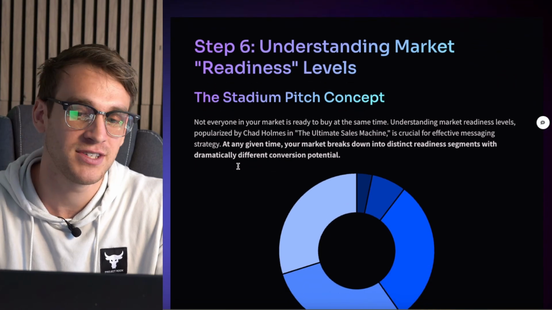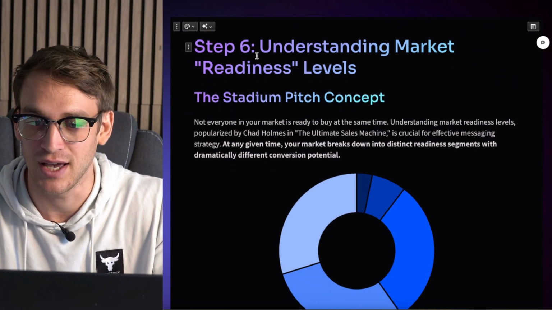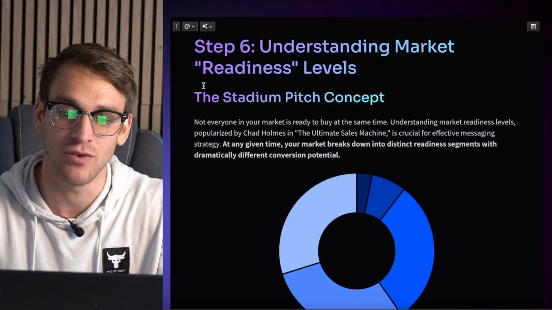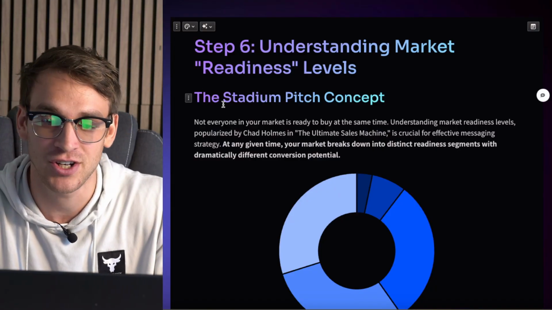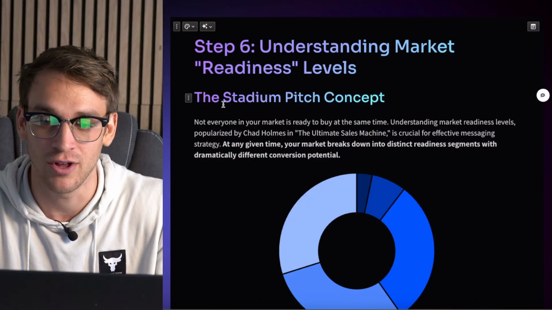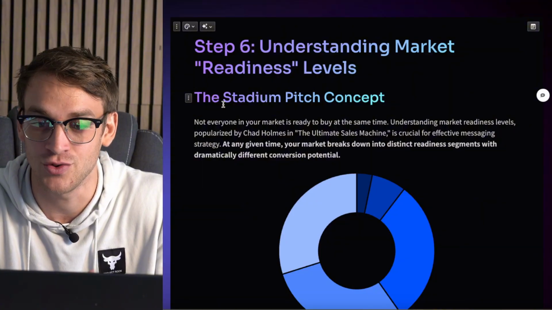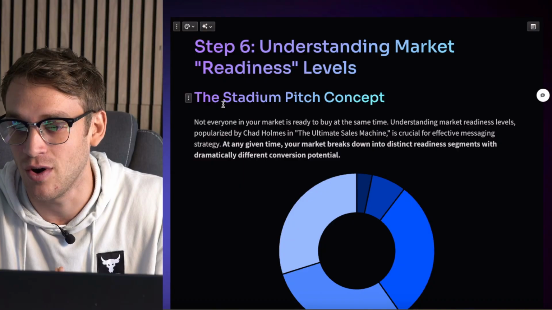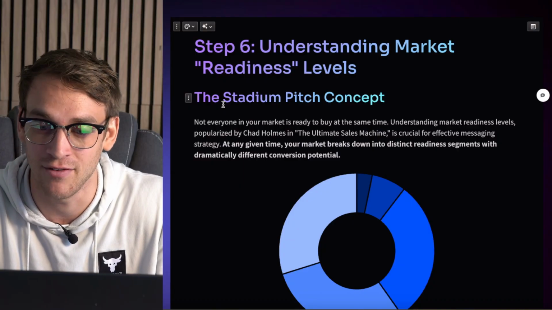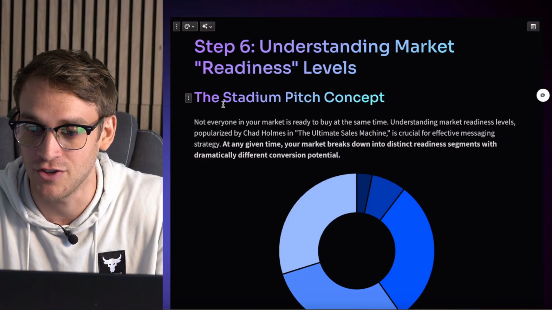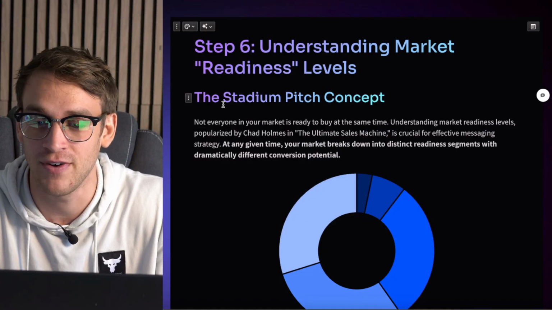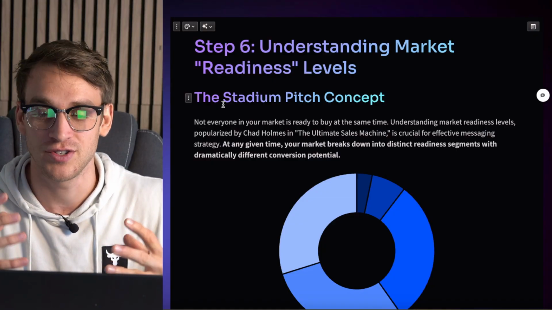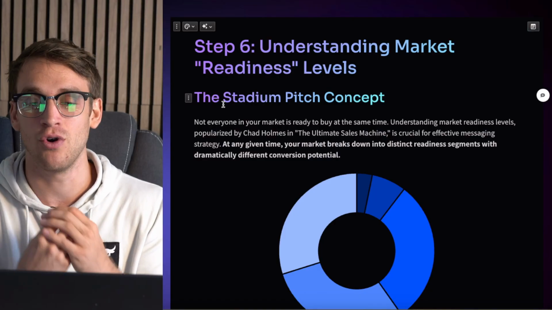And now let's go into step 6 when you're actually writing the ads, okay? So we have to understand the market readiness levels. This is the stadium pitch concept by Chet Holmes. So look, not everyone in your target market is ready to buy at the same time. As much as you would love that, they're not. So understanding different market readiness levels, popularized by Chet Holmes in The Ultimate Sales Machine, is crucial for effective messaging strategy. So when you're sitting down to write ads, you actually have to know who you're speaking to, right?